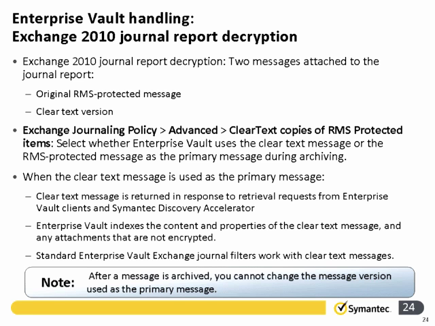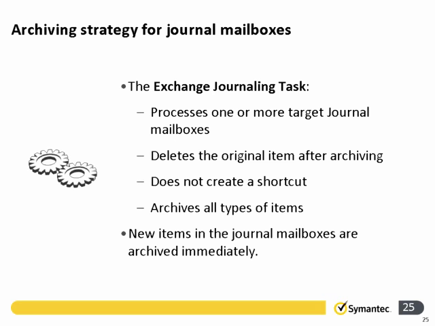And the property that you're going to set is the clear text copies of the Rights Management Service protected items. Some strategy for archiving the journal mailboxes. The Exchange journaling task can process one or more target journal mailboxes. It will delete the original item after archiving.